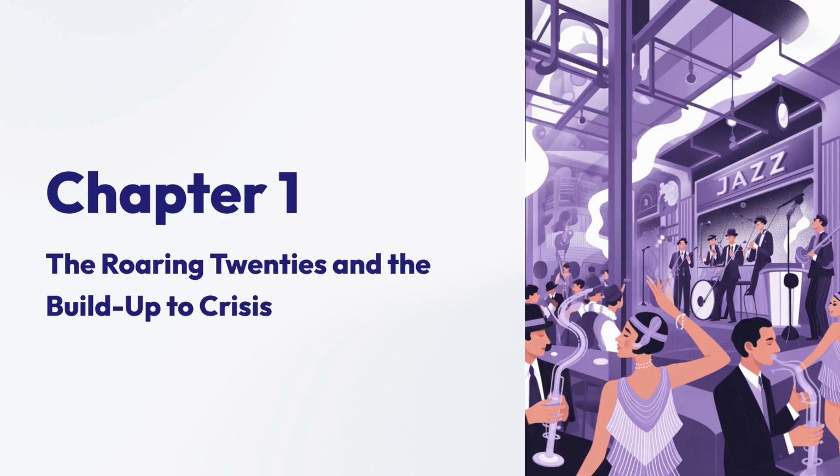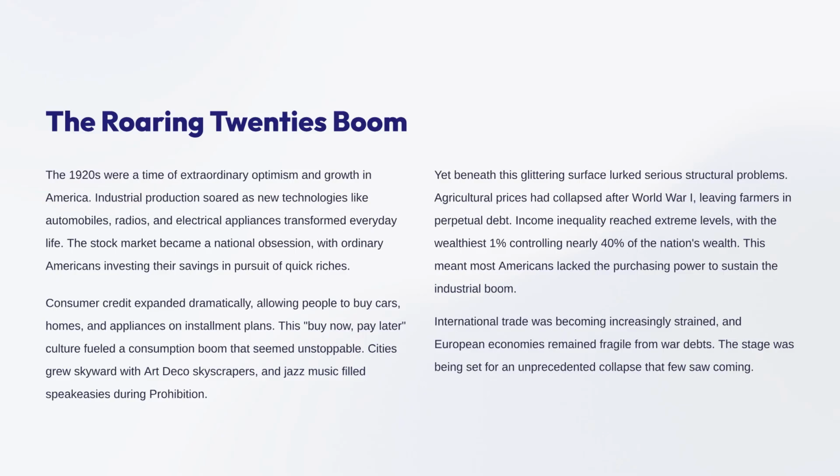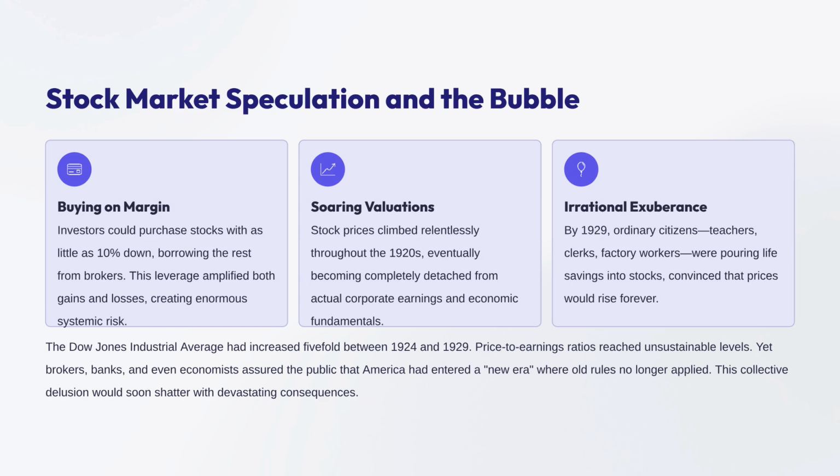We begin with Chapter 1, exploring the Roaring Twenties and the build-up to the crisis. The Roaring Twenties saw extraordinary optimism and industrial growth fueled by new technologies and a, quote, buy now, pay later culture. However, underlying structural problems included collapsed agricultural prices and extreme wealth inequality, meaning most Americans lacked the purchasing power to sustain the boom. Stock market speculation created a dangerous bubble.